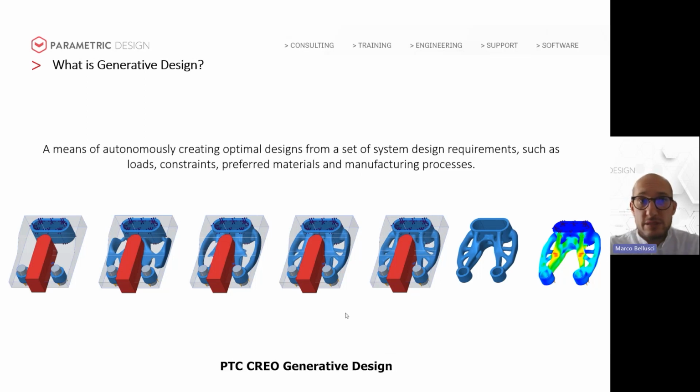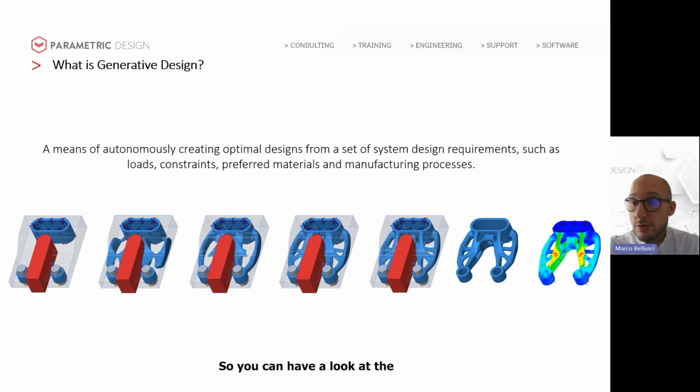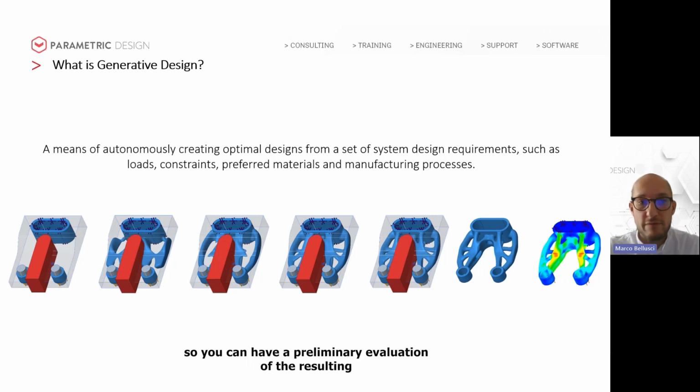PTC Creo generative design also gives you the possibility to have a preliminary mechanical analysis directly inside Creo. So you can have a look at the displacement and internal stresses of the resulting geometry. So you can have a preliminary evaluation of the resulting mechanical performances.